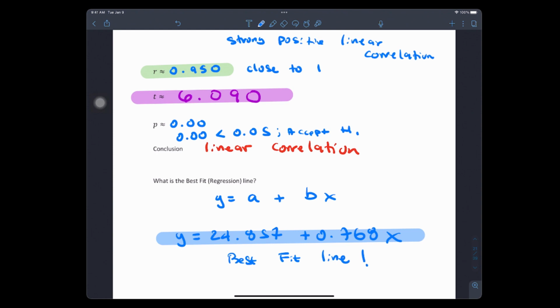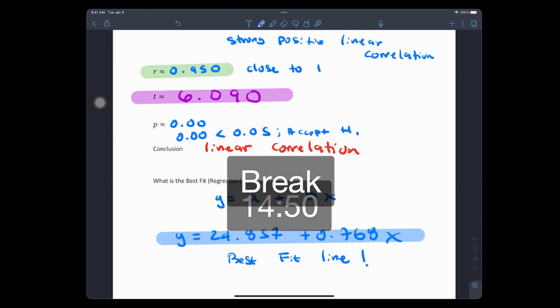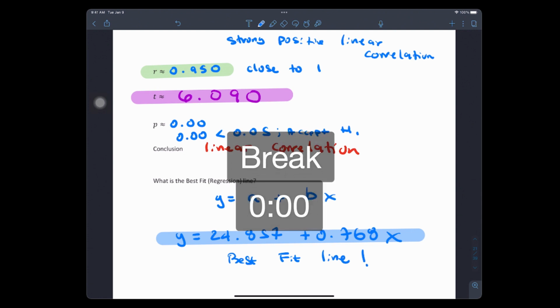Should we take a break or should we do another example? Keep going. Okay, I'll give you guys a quick break. Let's get the clock. All right. Go to McDonald's. Okay, quick break. And we'll continue because, like I said, it gets easier the more and more you do.